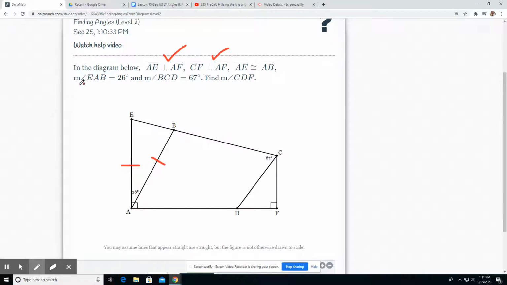The measure of angle EAB is 26. And the measure of BCD is 67. Find the measure of angle CDF, and we're looking at angle D, CDF, and that means we're looking at this one right there.